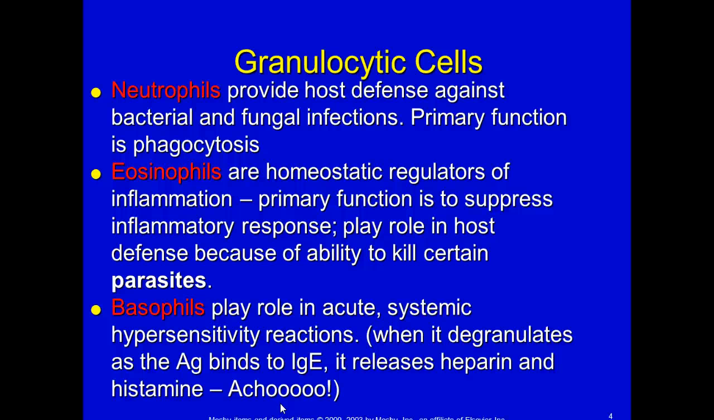Eosinophils are homeostatic regulators of inflammation. Their primary function is to suppress an inflammatory response. They also play a role in killing parasites. Basophils play a role in acute systemic hypersensitivity reactions. When these cells degranulate, when the antigen binds to the IgE, they release heparin and histamine. That is what makes you itchy and sneezy. That's why during flu season you take an antihistamine to try and suppress that response, because it makes you uncomfortable.